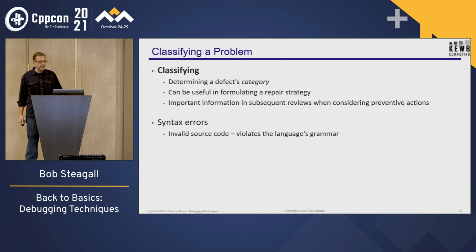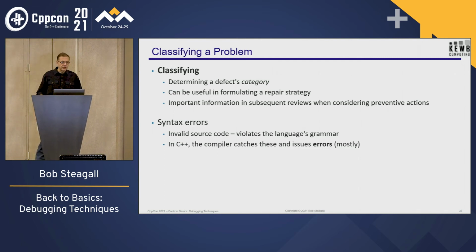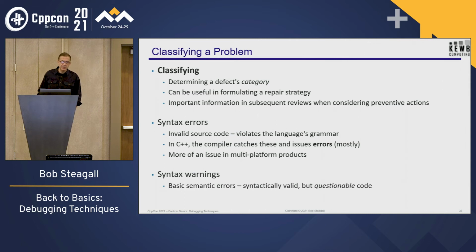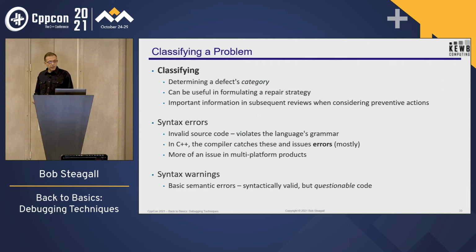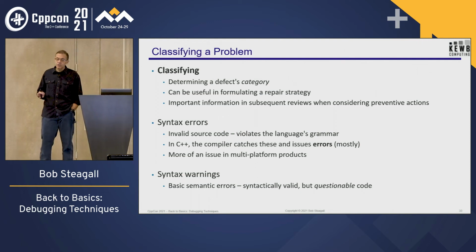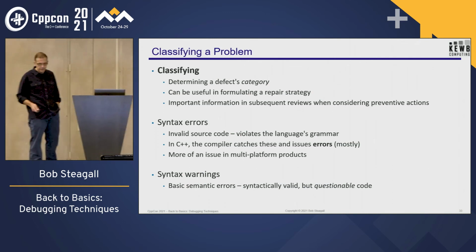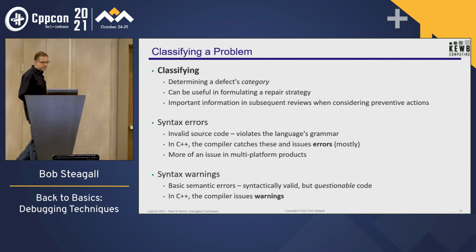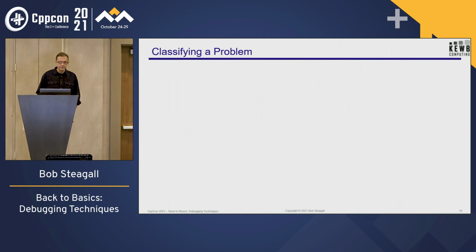And we have things like syntax errors. The C++ compiler catches these and issues errors mostly. This is probably more of an issue in multi-platform products where you might need different syntax from platform to platform. More often, however, we get syntax warnings, which can indicate basic semantic errors. The code is syntactically valid, but it's questionable, right? There could be a problem there. And as I said before, in C++, the compiler issues warnings for these.